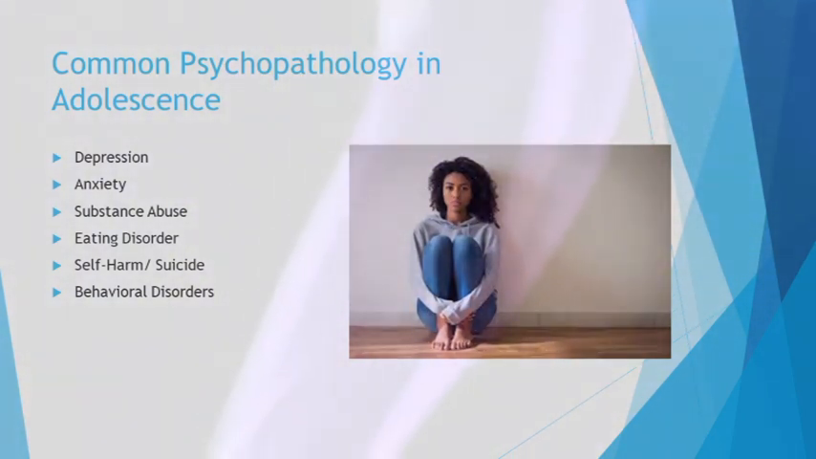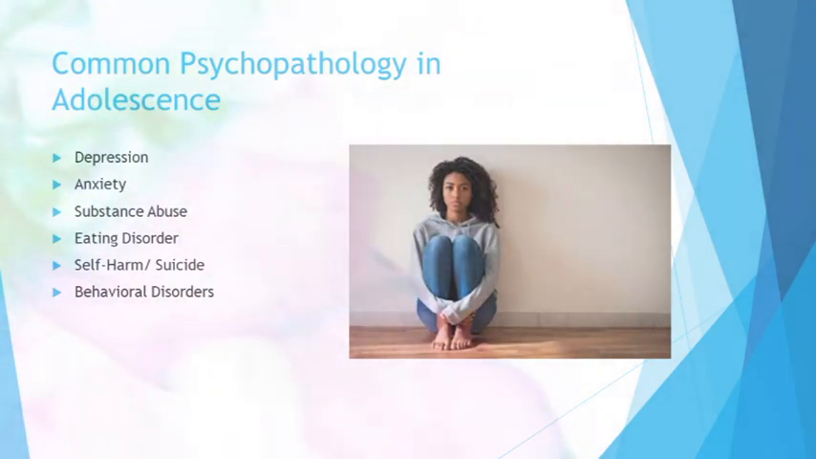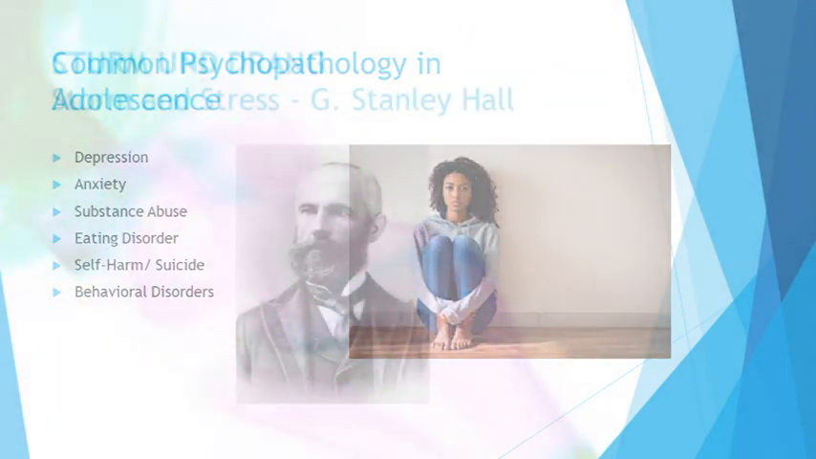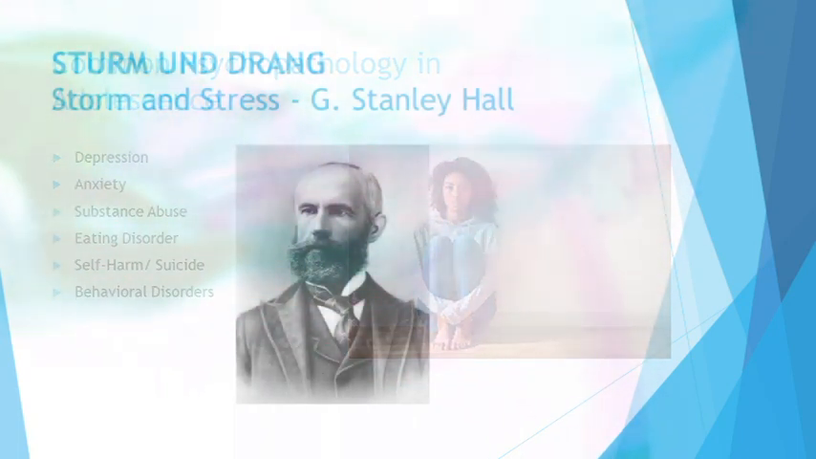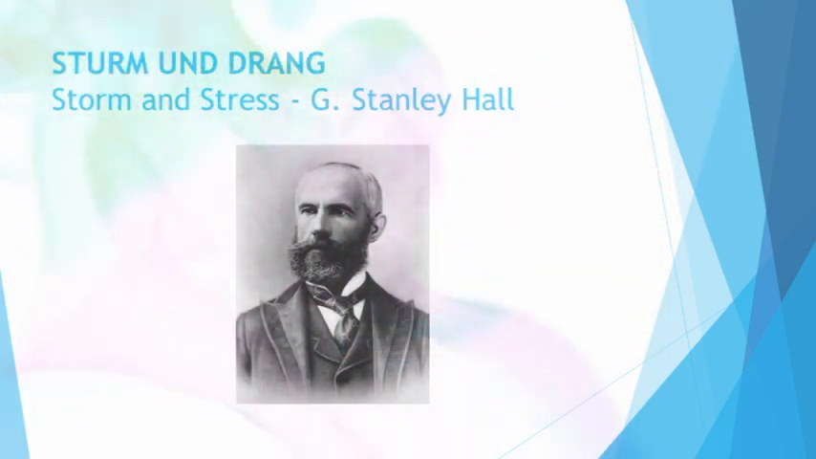Now, I want to just take a moment and give a nod to G. Stanley Hall. G. Stanley Hall was one of the pioneering figures in American psychology. And there's a term that he used to describe adolescence that I think is very apt, and we should probably remember it. The term he coined is Sturm und Drang. Now, while he was American, he studied psychology in Germany, and so he was very good with German. So he called this Sturm und Drang, which is the German word for storm and stress.